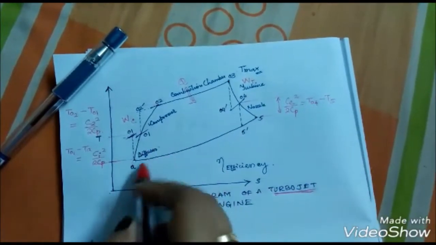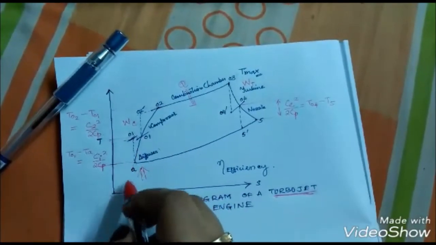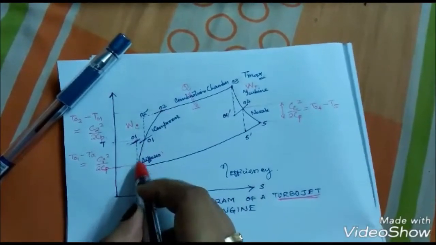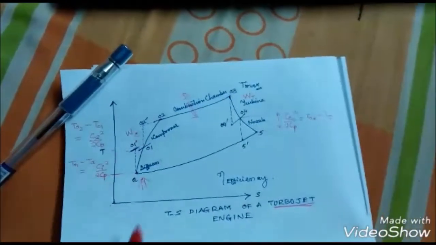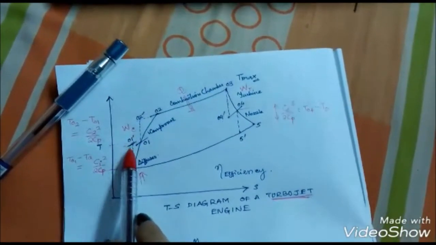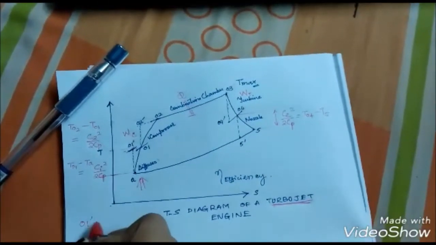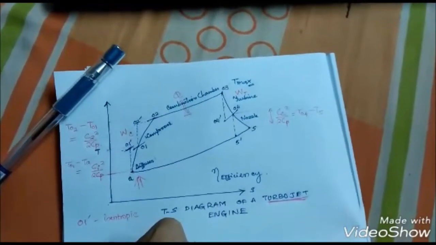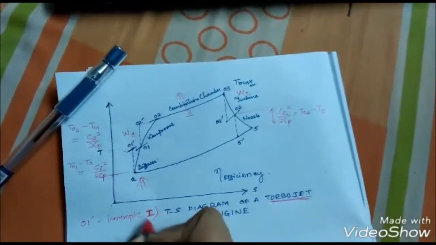So what does the diffuser do? The diffuser sucks in the inlet air. Starting from the initial point, gradually we get 01 and 01 dash. What's the difference between 01 and 01 dash? The 01 dash is the ideal condition, or rather an isentropic condition. Both ideal and isentropic start with the letter I. This is a way you can remember.